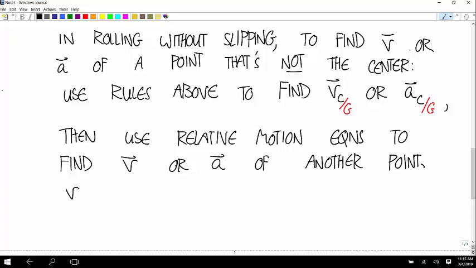The velocity of the point on the wheel or whatever relative to the ground is equal to the velocity of the point on the wheel relative to the center plus the velocity of the center relative to the ground. Okay, so this is what we calculate using the rules of rolling without slipping.